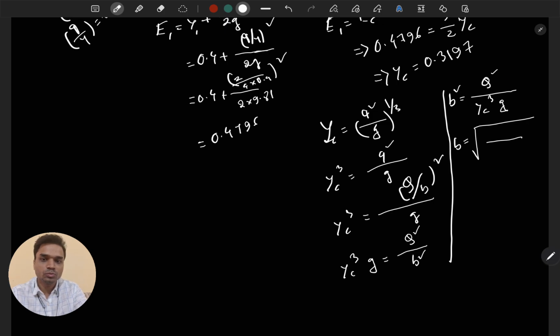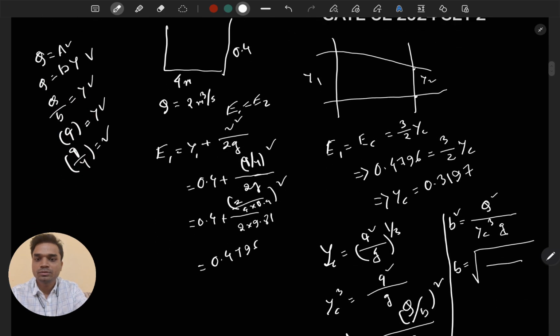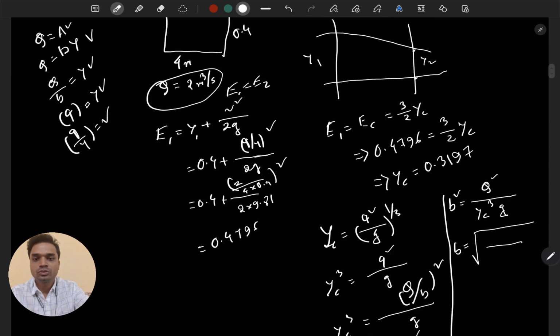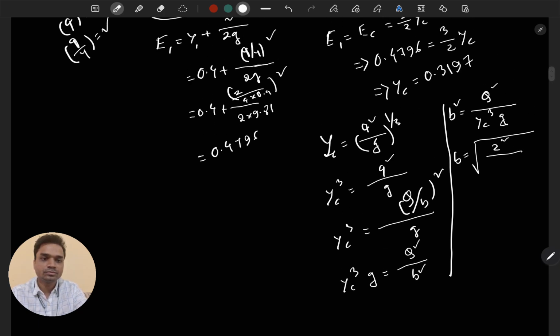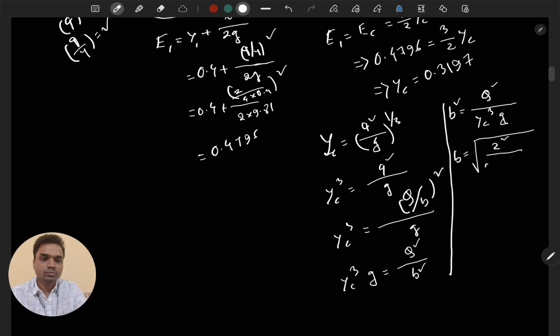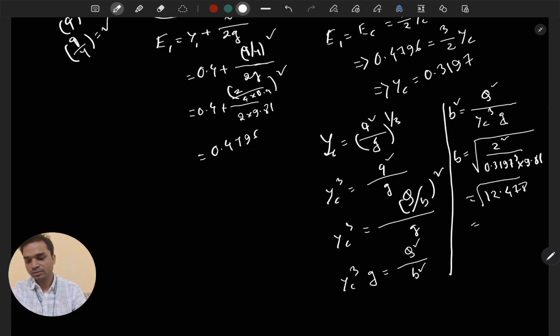Then B is equal to root under Q square by YC cube into G. Q is given as 2. So 2 square divided by YC, already calculated as 0.3197, cube into 9.81. Just calculate the value. B becomes around root under 12.478. Then calculate the next step.